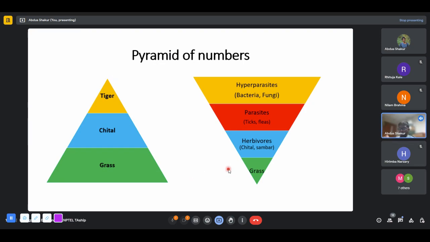For instance, you have grass. The number of herbivores that feed on grass is higher, and then the number of parasites on these herbivores is much higher. For instance, the number of ticks present on a single cheetal can be way high, and there are fungi that attack these ticks and fleas. So these are called hyperparasites. So sometimes the pyramid of numbers can be inverted, and even in marine ecosystems, you sometimes tend to see the pyramid of numbers inverted.